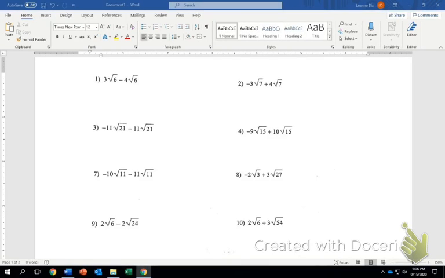So the last section of this chapter is just adding and subtracting the radicals that we've been doing. And it's very similar to Algebra 1, where if we had x plus 2x, because our x's are the same, we would be allowed to add the coefficients. Well, the same thing happens here. We're looking for the same radicands. And remember, radicands are the numbers underneath the radical.